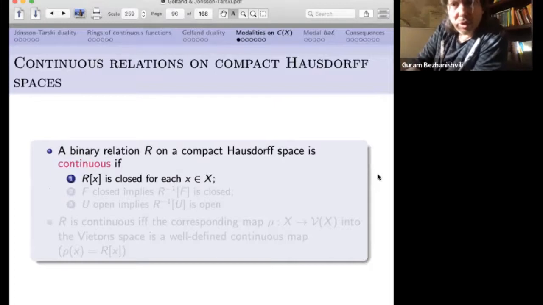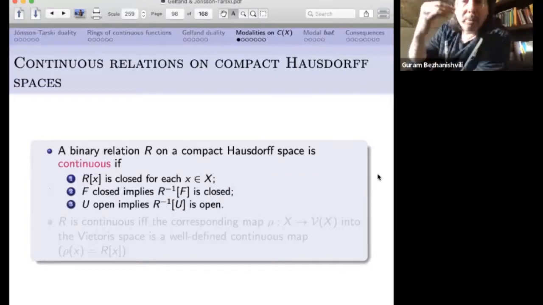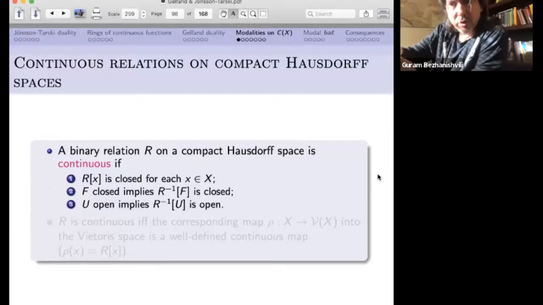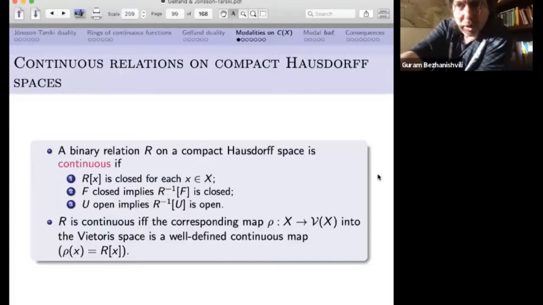So these continuous relations that I talked about have a natural generalization to the compact Hausdorff setting. All you need to remember is that a relation was continuous on a Stone space if the inverse image of clopen was clopen, but you may not have clopens, right? So instead of working with clopens, you have to work separately with closed sets and open sets. And if you work separately with closed sets and open sets, then you need a condition on each one of them. You need R inverse of closed being closed, and you need R inverse of open being open.